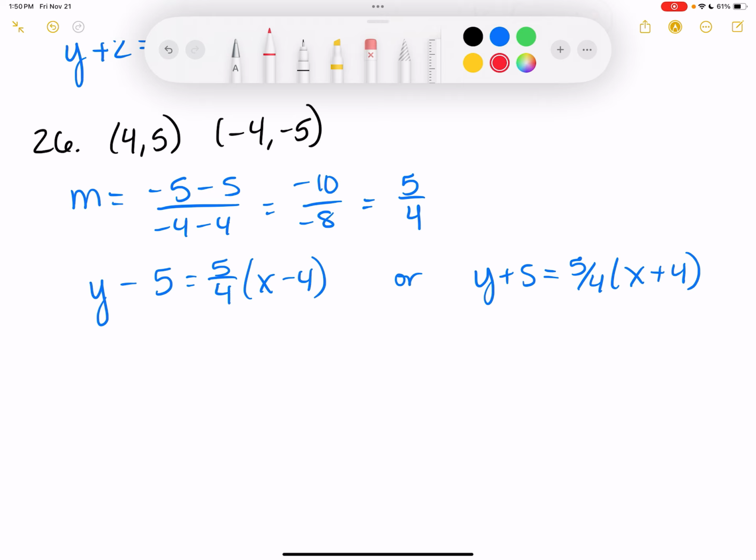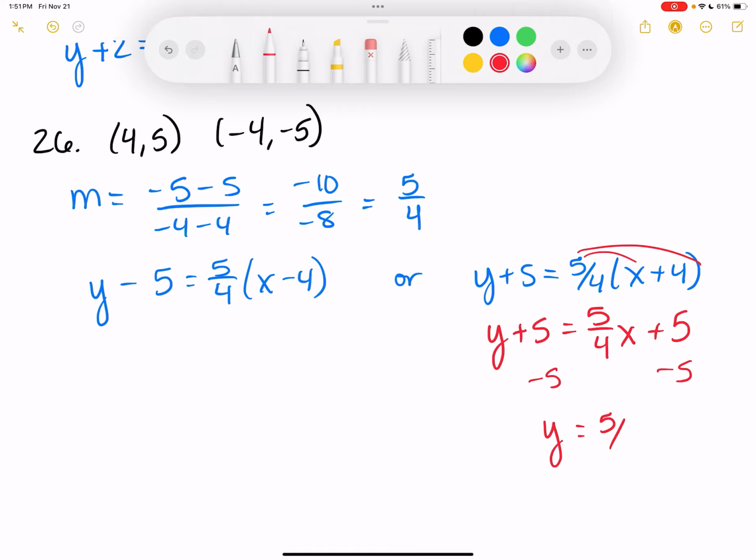So I would distribute this here. I have y plus 5 equals 5 over 4 times x plus 5 over 4 times 4. The 4 top and bottom would cancel and I'd be left with a 5. Then I would subtract 5 from both sides. So I get y equals 5 over 4x. The 5's cancel. So that would be in slope-intercept form.